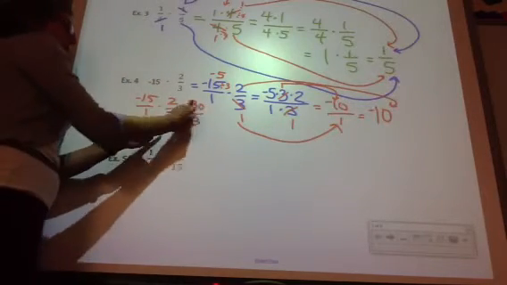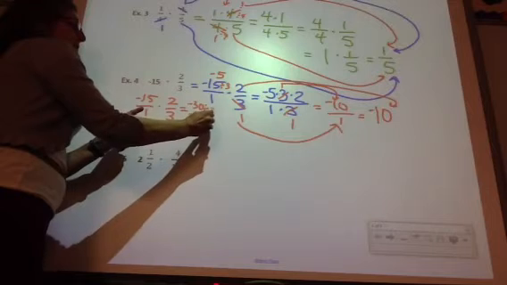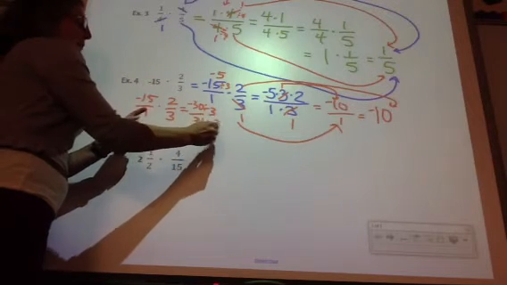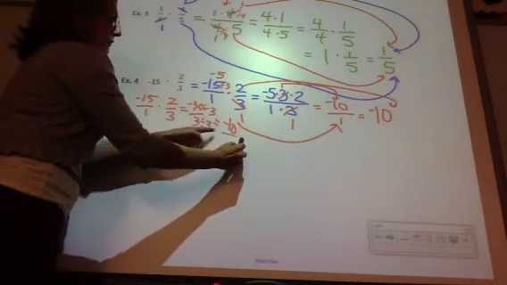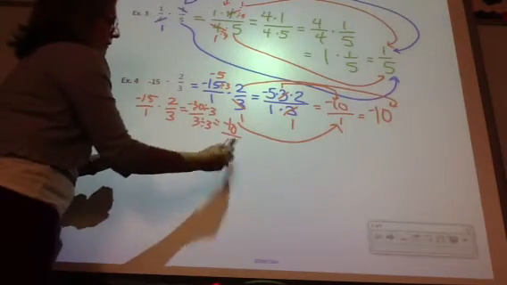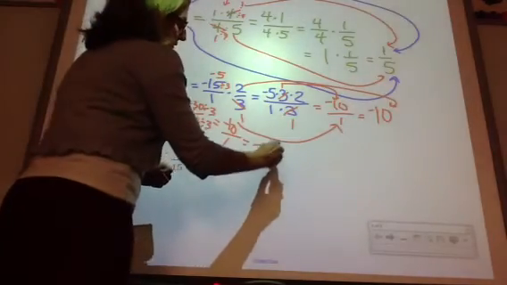Because when you get these great big numbers when you multiply, sometimes it's hard to see that common factor of 3 that we're dividing out. So it's just a shortcut. But negative 30 divided by negative 3 is negative 10. 3 divided by 3 is 1. I'm still going to get my answer of negative 10.